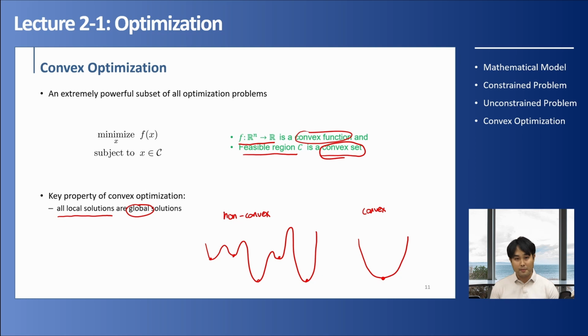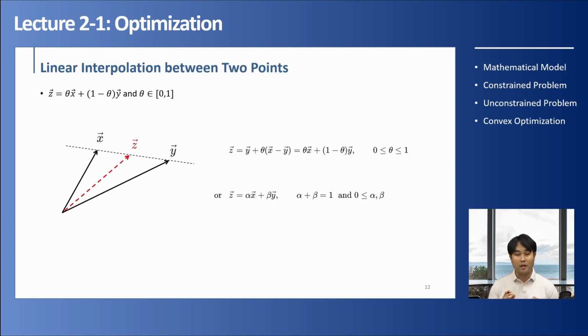So this is a conceptual description of what a convex optimization problem looks like, but how do we define what convex is? In order to formally define what convex implies, we first have to recall or review how we can represent linear interpolation. Here, for two given vectors, x and y, any point along this line can be represented as z, where z consists of a linear combination of x and y with weights that add up to 1. So in other words, z can be represented as alpha x plus beta y, where alpha and beta add up to 1.